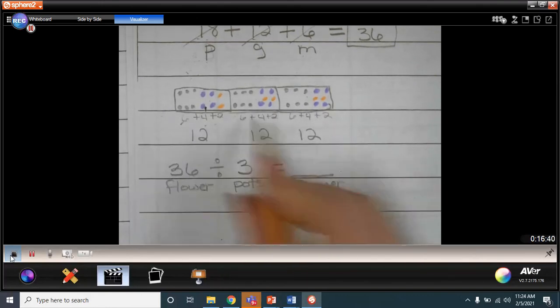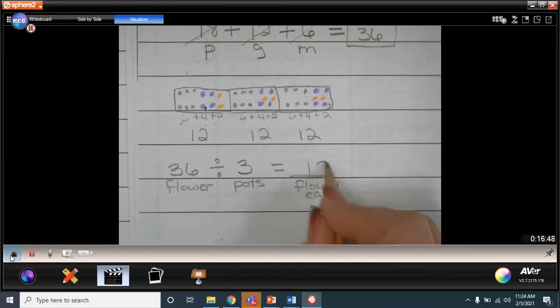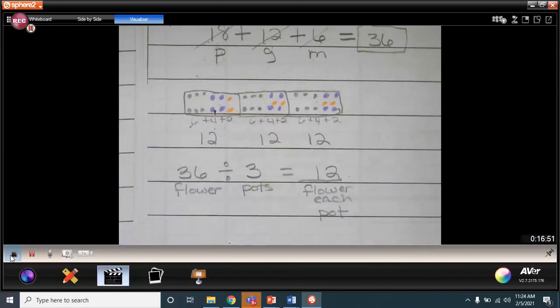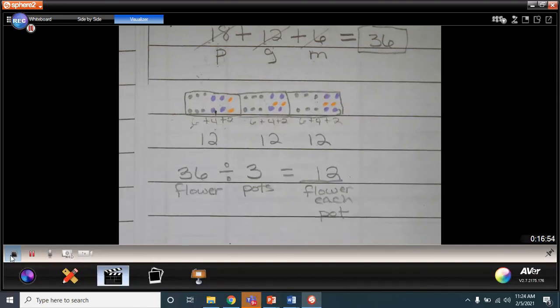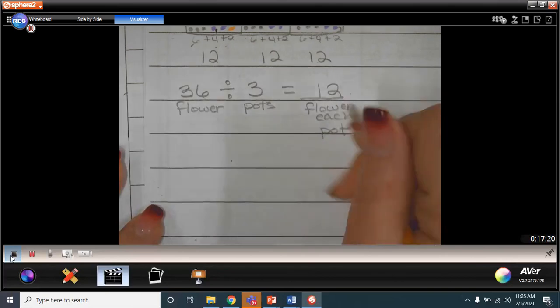So right now I can just look at this and I see I have 12 in this one, 12 in this one, 12 in this one. So each flower pot is going to have 12 flowers in each pot. So now what you're going to do, and I think you can start doing these on your own, is writing a response. So you should be able to write a response that states there will be 12 flowers in each pot, because if I add all the flowers together and then I share or divide them into the 3 pots, I will get 12 flowers in each pot.